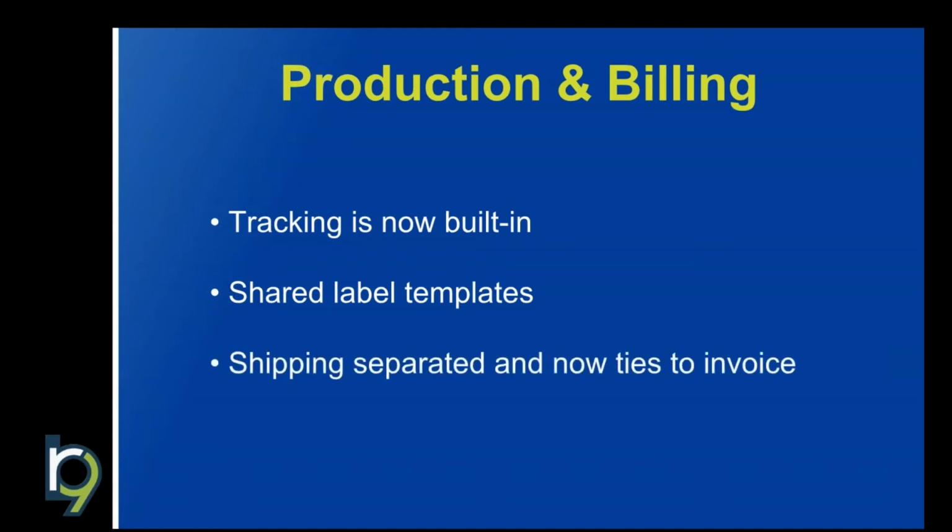Shipping is now its own function in the production menu and is now tied to the invoice created for the order. You'll be able to search using the invoice number and create a new shipping label from there.